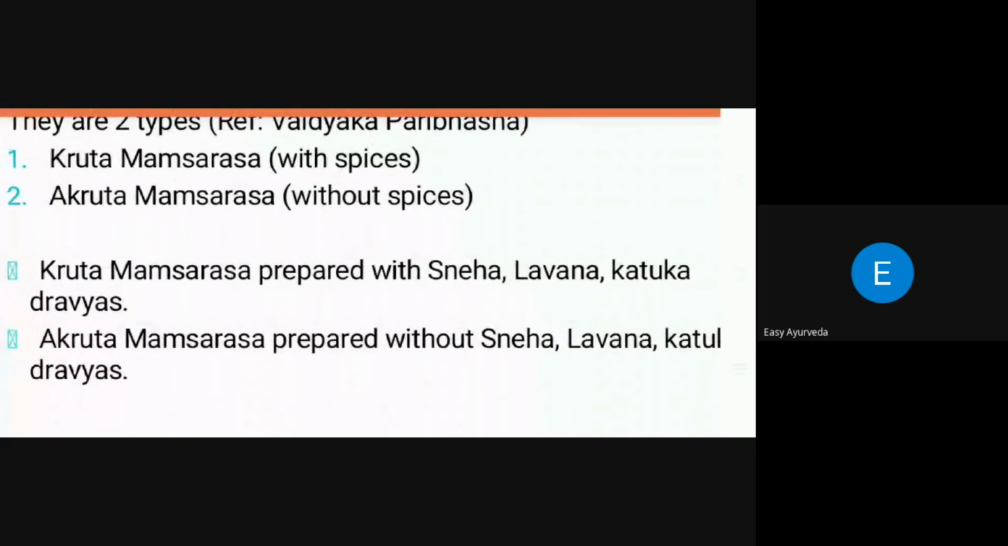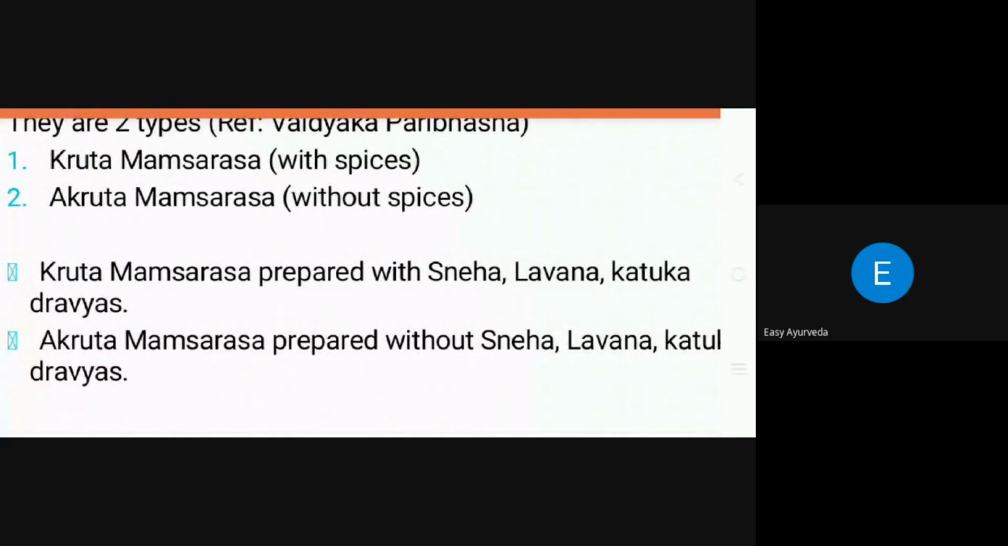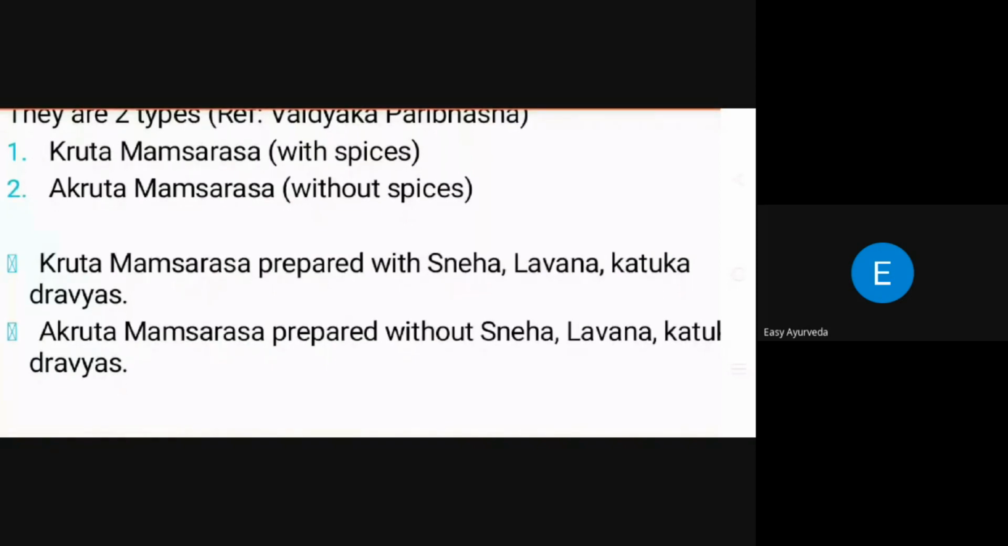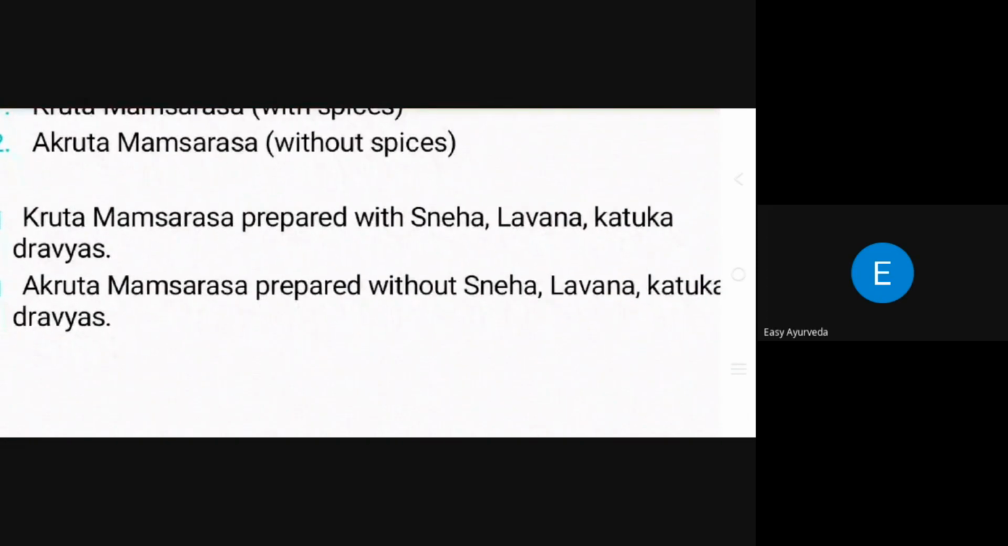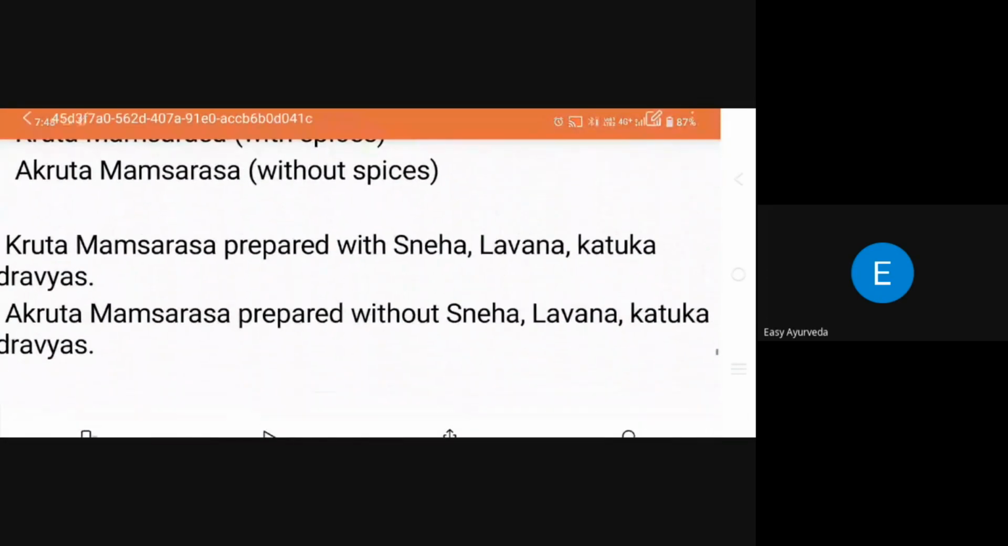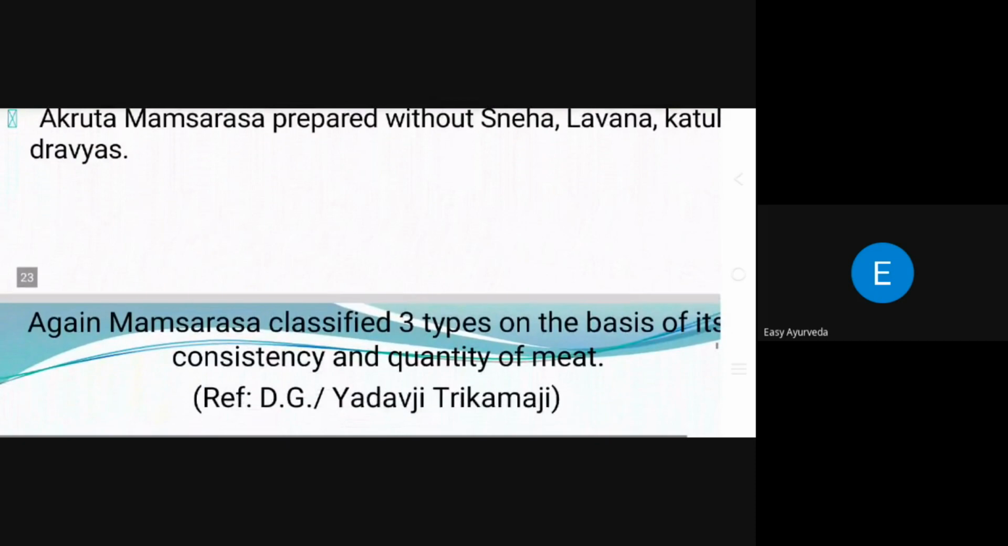In Kruta Mamsarasa, it is prepared with sneha, that is any fat like ghee, taila and all, lavana, and katuka, meaning spicy dravyas. By adding sneha, lavana and katuka dravyas, it is called Kruta Mamsarasa. Akruta Mamsarasa means it is prepared without sneha, lavana and katuka dravyas. This is according to the Vaidya Paribhasha.